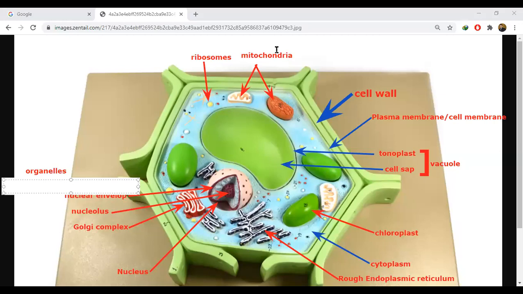Except plasma membrane, cell wall, and cytoplasm, all the others are organelles. Then nucleolus is an organelle? Safia Naeem, is nucleolus an organelle?